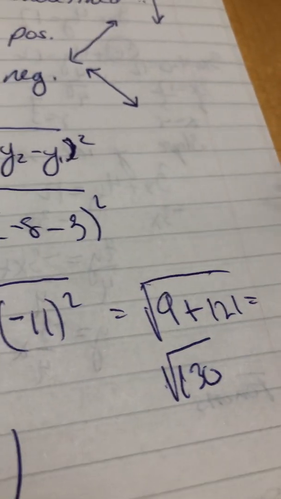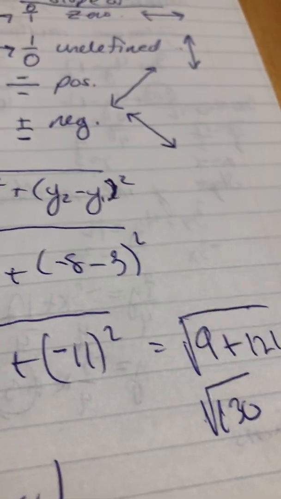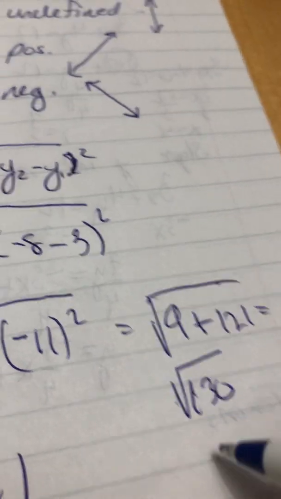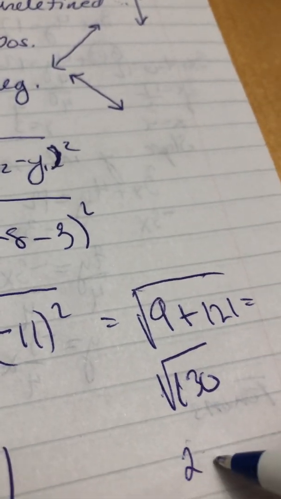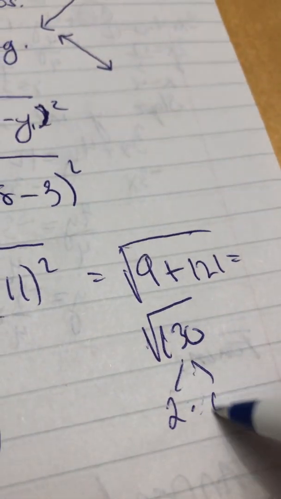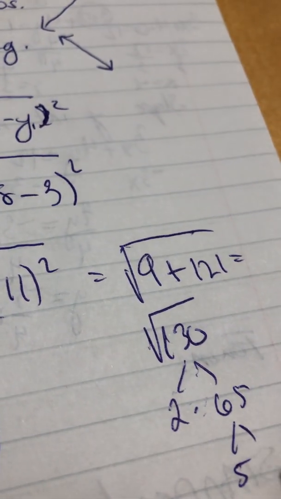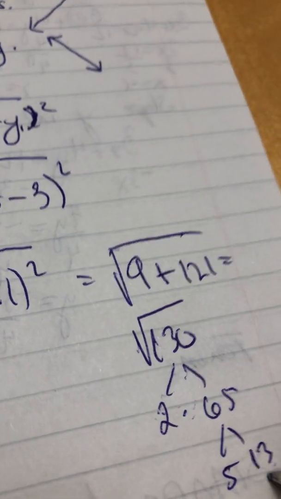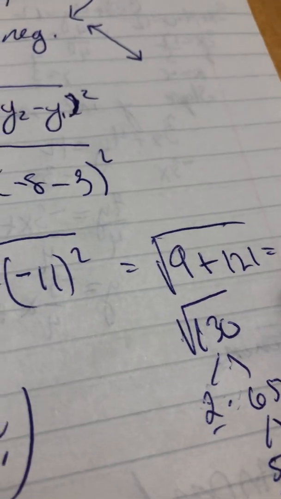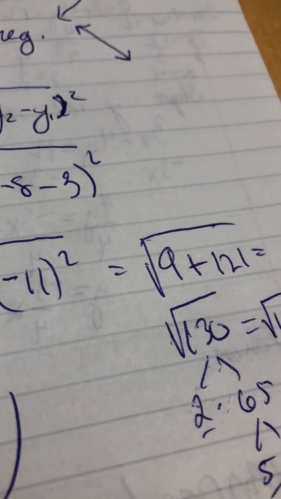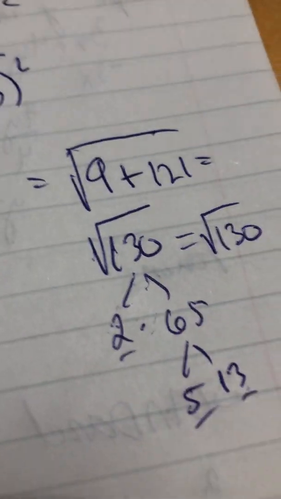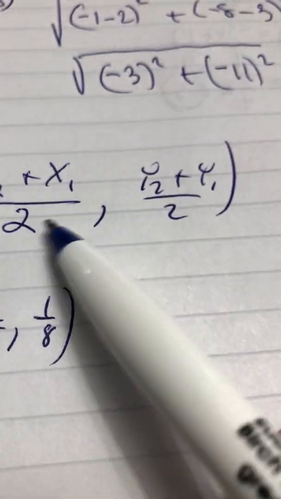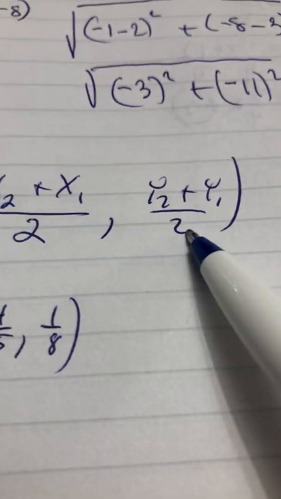Now we can break that down using the breakdown that we've done from radicals before and just see if we can get anywhere. So we'd have 2 times 65, and that's 5 times 13. So these don't have any duplicates, and this is prime, that's prime, and that's prime. So we're stuck with the square root of 130, or using our calculator to get a decimal approximation of the square root of 130. And last, we can find the midpoint between the two, and that is add your x's and divide by 2, comma, add your y's and divide by 2.